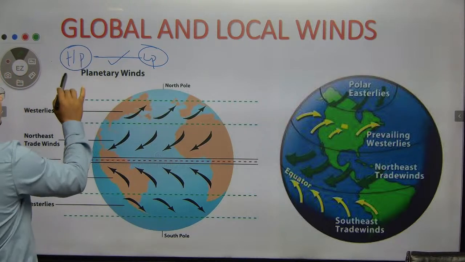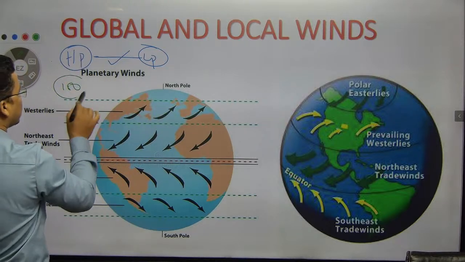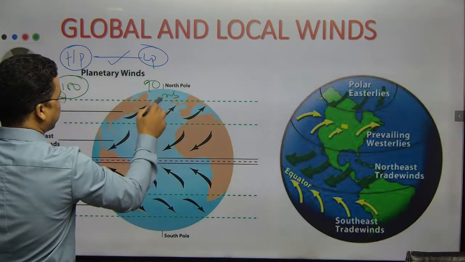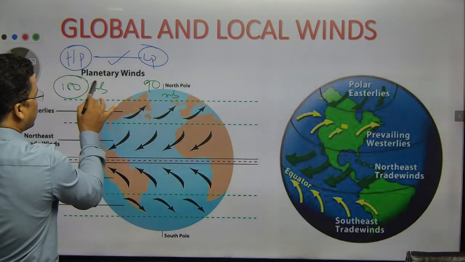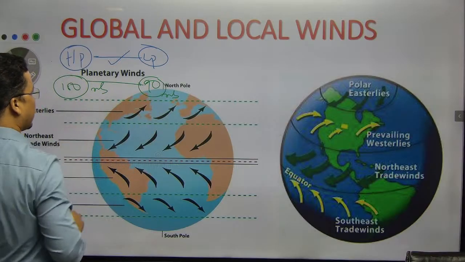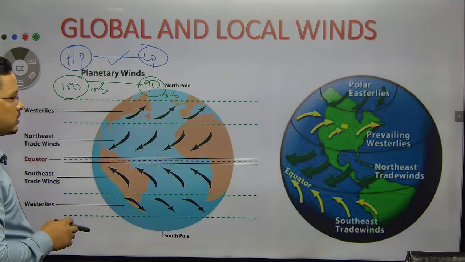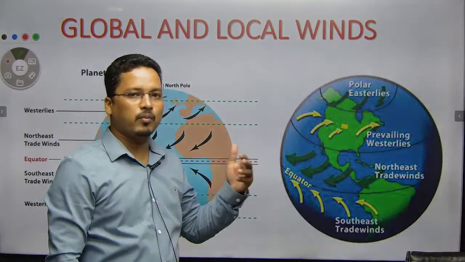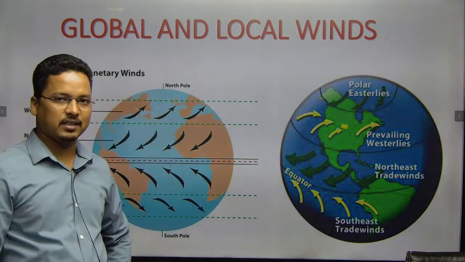Let's say here is 100 MB and here is 90 MB. That means the wind will blow from 100 to 90 due to the pressure gradient. So this is how the pressure gradient is an important thing for the movement of the wind, right?